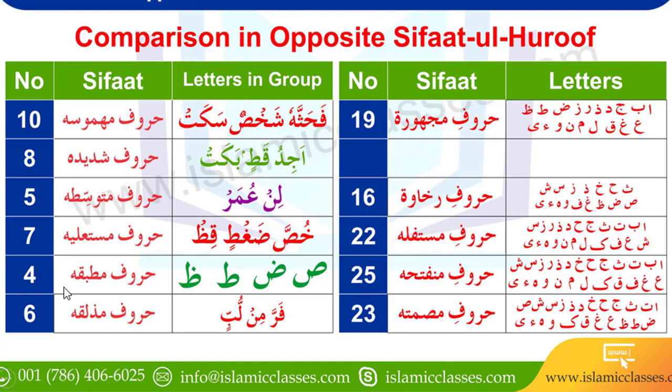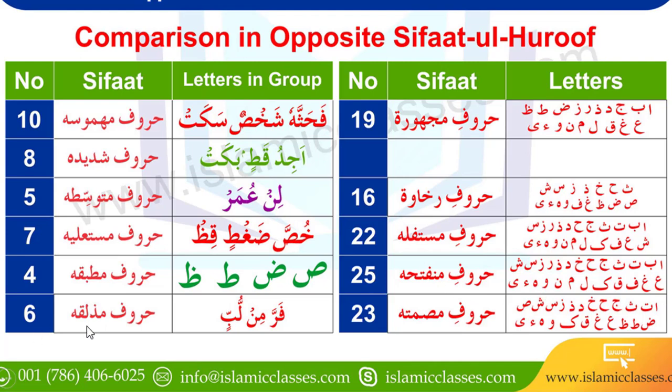The next is huruf mutbaqa. Which letters have itbaq quality? Those letters you can see here, there are 4 letters: sad, dad, ta, za. These 4 letters have mutbaqa quality, that's why we call these letters huruf mutbaqa, and it is 4 letters. And the remaining 25 letters are called munfatiha, the infitah quality letters, which are here.